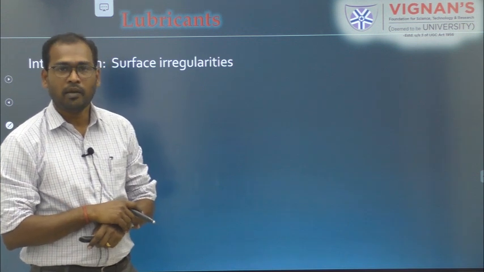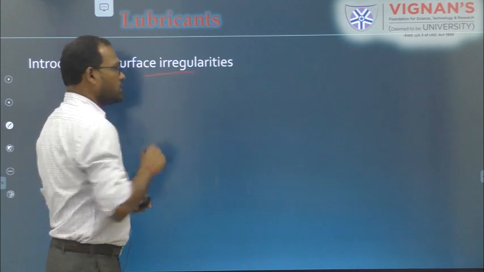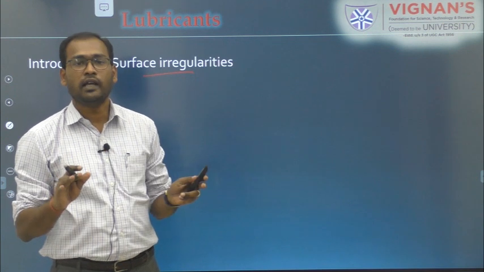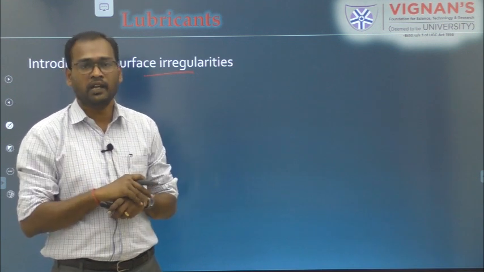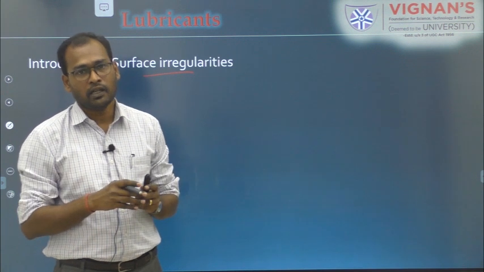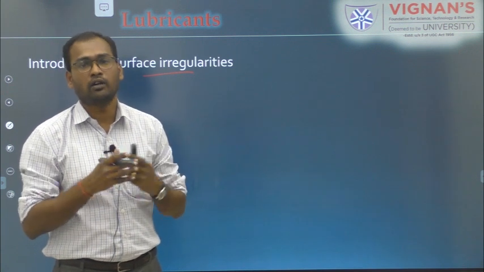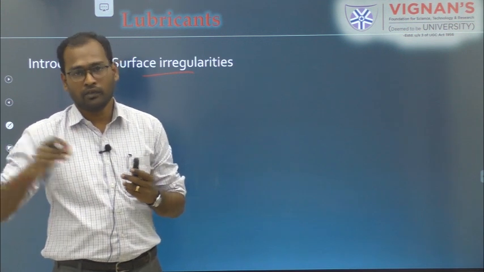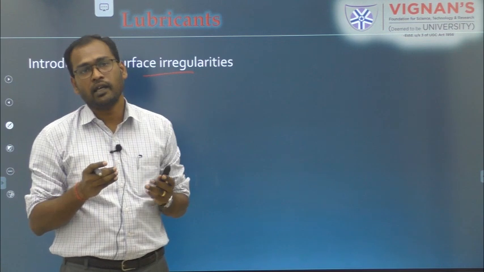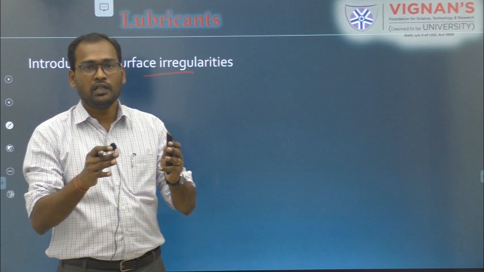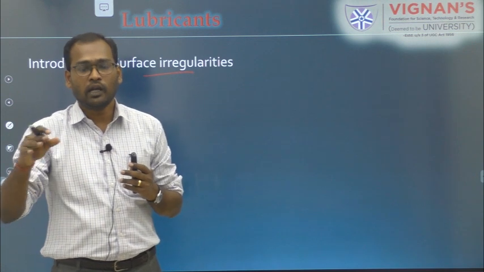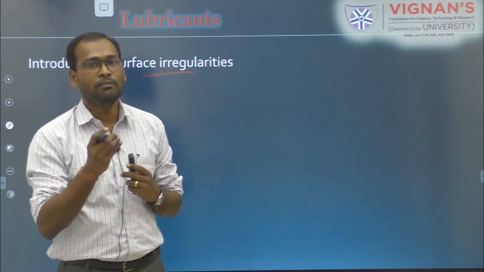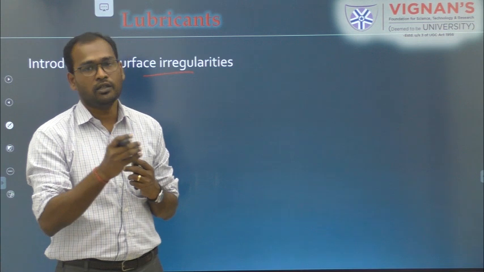Before going to know about the lubricants, there is something which has to be discussed, and the main thing is surface irregularities. That means the material which looks like a very smooth surface to our naked eye, if you see the same surface in a magnified glass or in an electron microscope or any other magnifying medium, you will see imperfections on the surface. These irregularities are the ones which are going to cause some imperfection or some friction to the material.